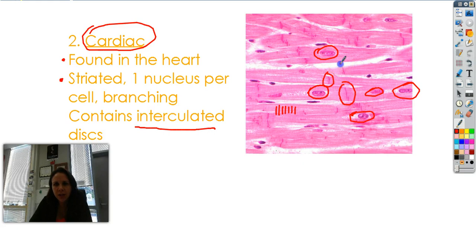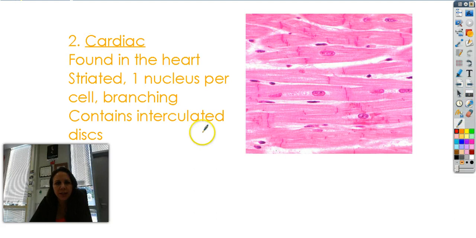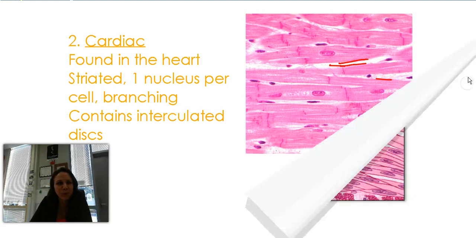These dark lines, these are the intercalated discs, and basically what they are, it's super glue to hold your cells together, because you don't want your heart cells falling apart, because that would be kind of bad for you. So the intercalated discs are just super glue that hold your cells together. And you can see that there's some space in between them. It's because they branch out and spread out and gives them more room.